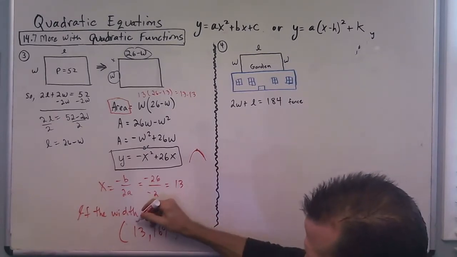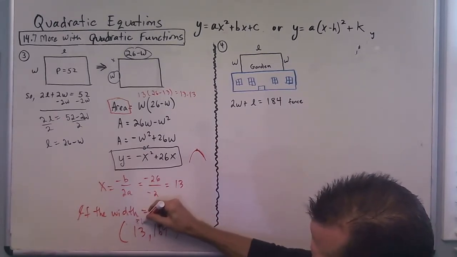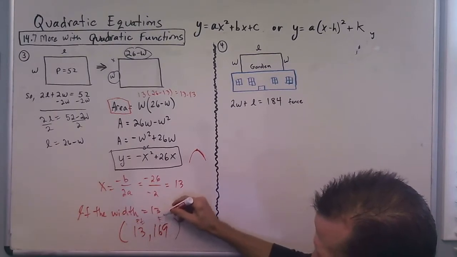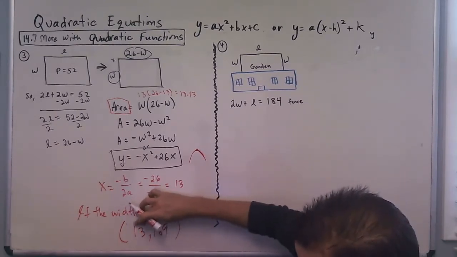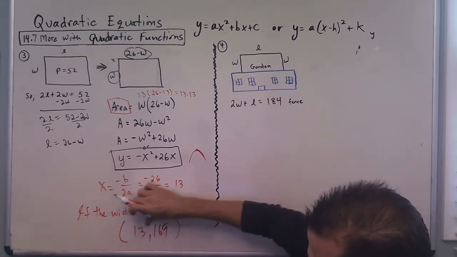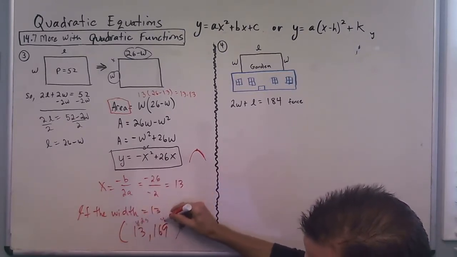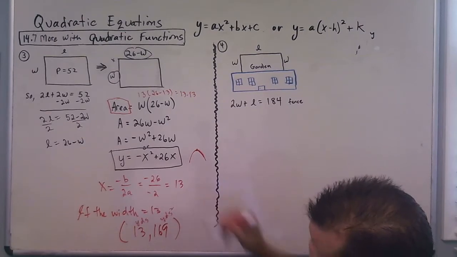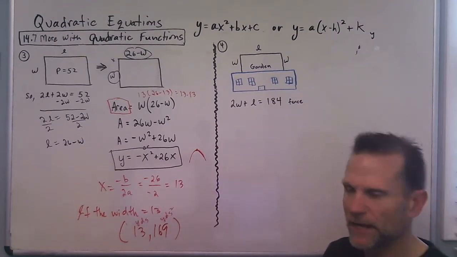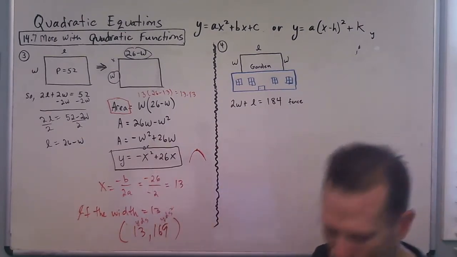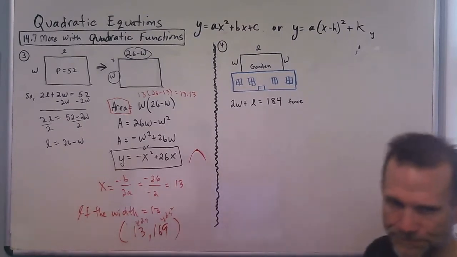So this is feet, and this is feet squared, or actually in this problem it's yards. So this is yards, and this is yards squared. Okay, so that's maximizing the area of a rectangle.